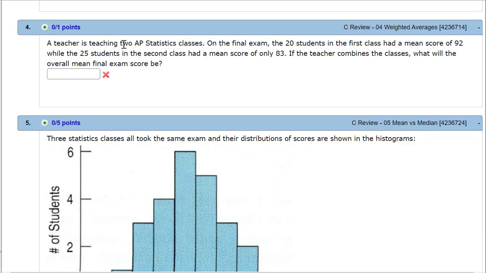And a teacher is teaching 2 AP statistics classes. On the final exam, the 20 students in the first class had a mean score of 92, while the 25 students in the second class had a mean score of only 83. If the teacher combines the classes, then what will the new mean final exam score be?